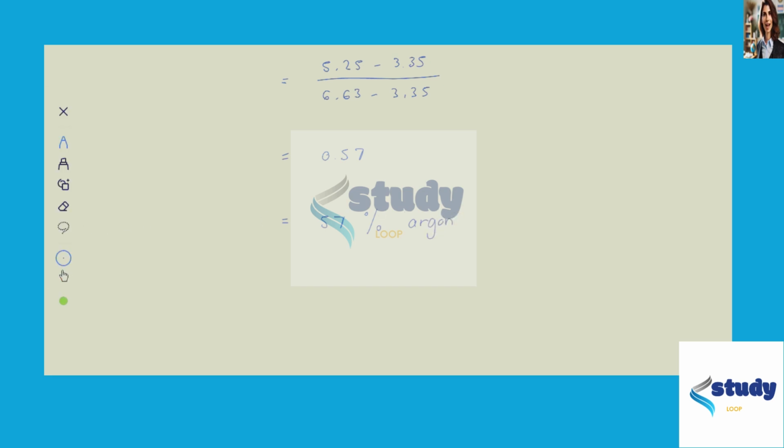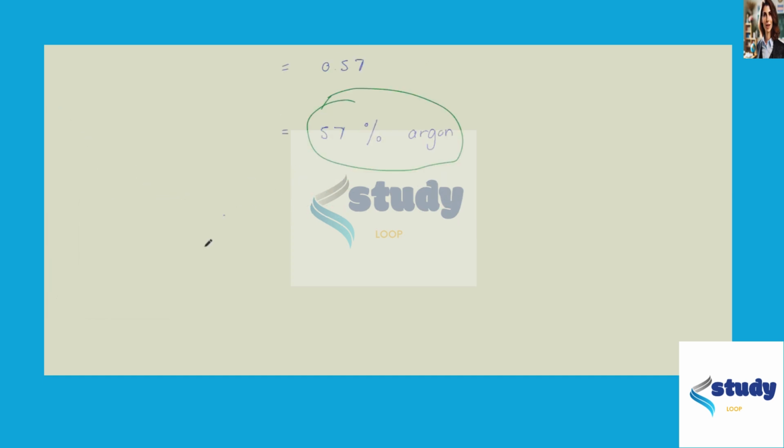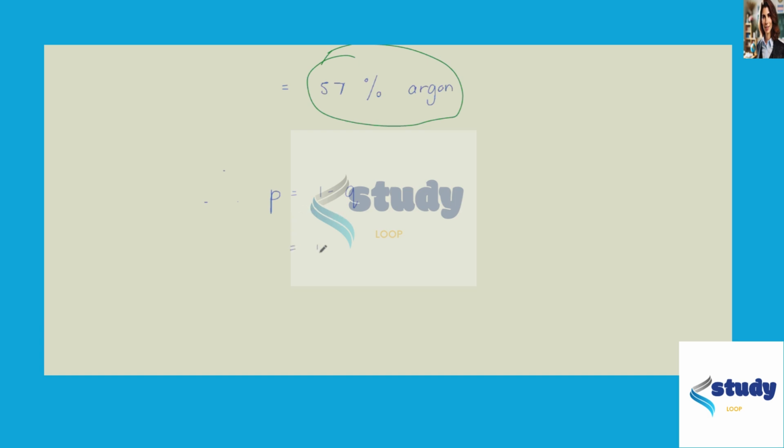which is argon. So from here we can find P, and hence the fraction of the gas that is neon. And we know P is simply 1 minus Q, which is 1 minus 0.57, which is 0.43. So the remaining 43% of this gas is neon.